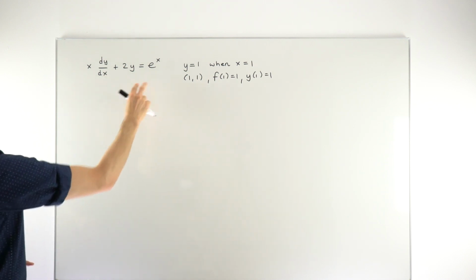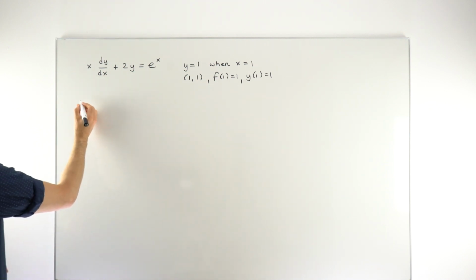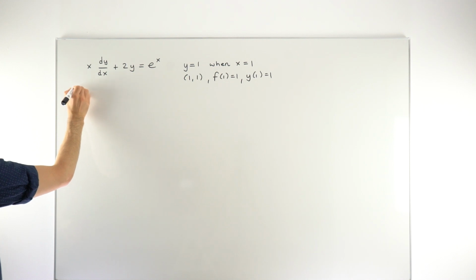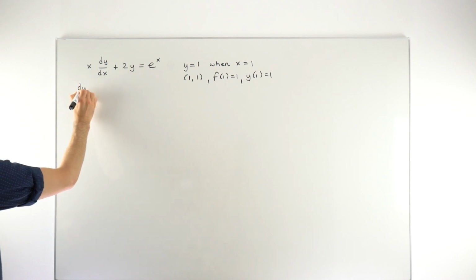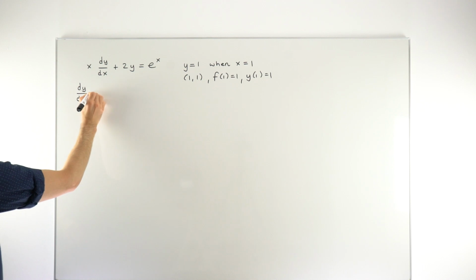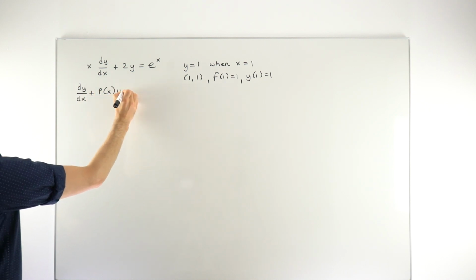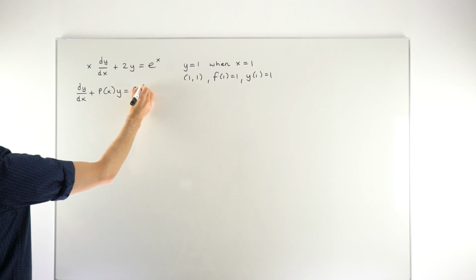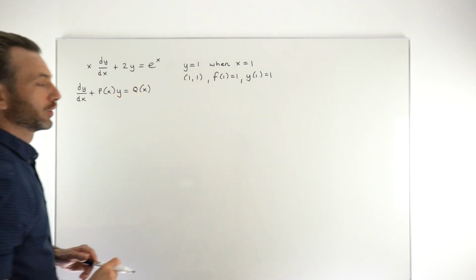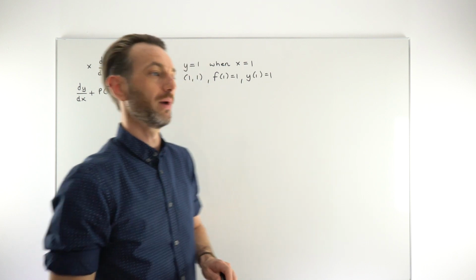Is it in the correct format? That's the first thing we've always got to check. Remember, the format we're looking for in this type of equation is that the first derivative, dy/dx, is on its own, and then we've got some function, let's call it p(x), multiplied to y, and on the other side of the equation we've got some other function of x. So we do not have that format yet.